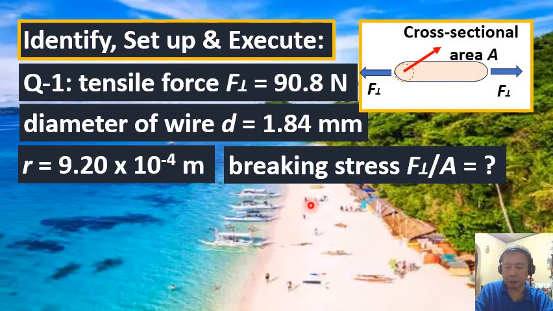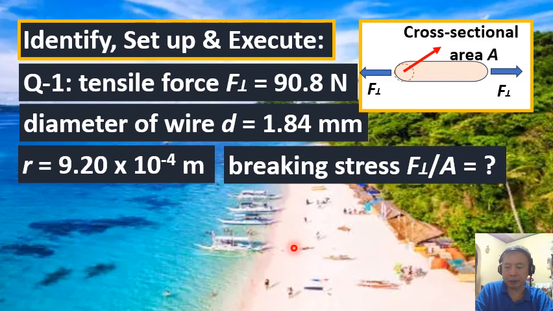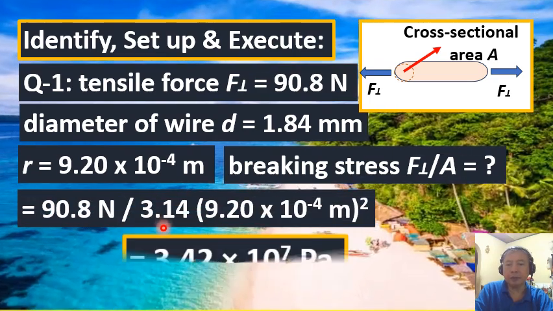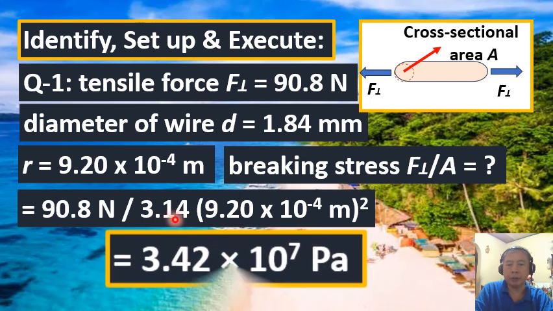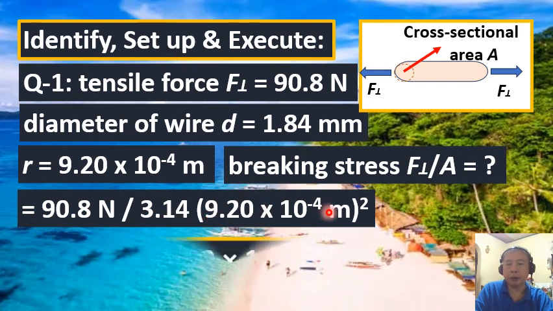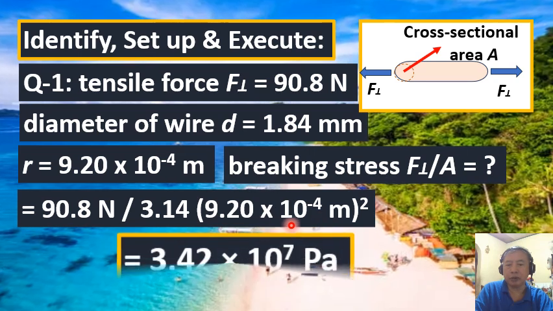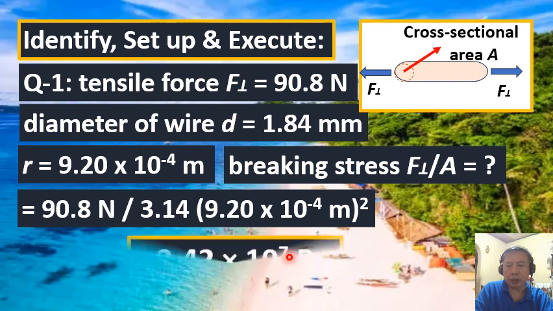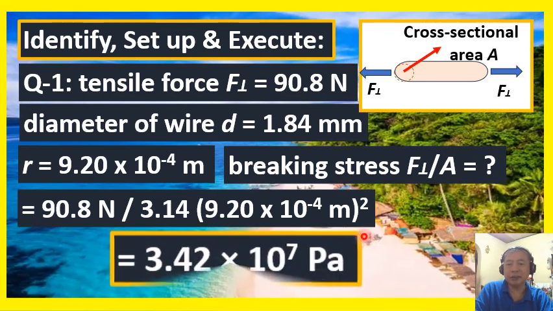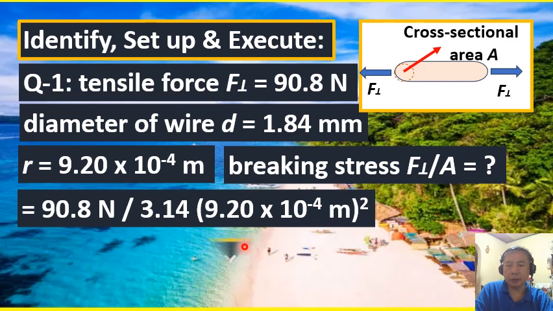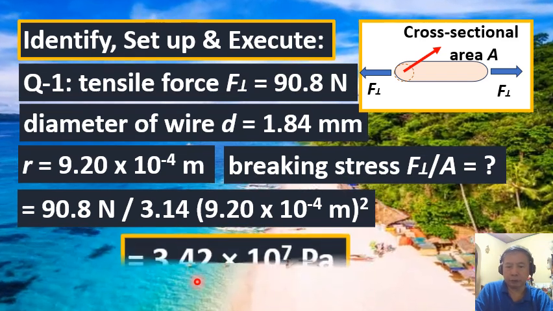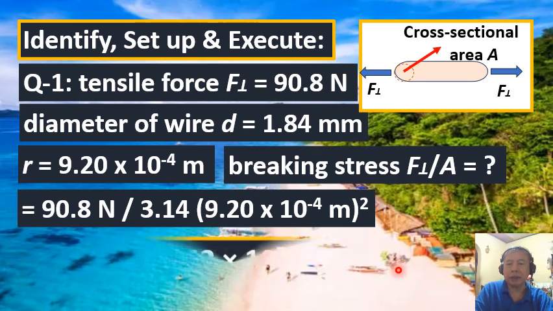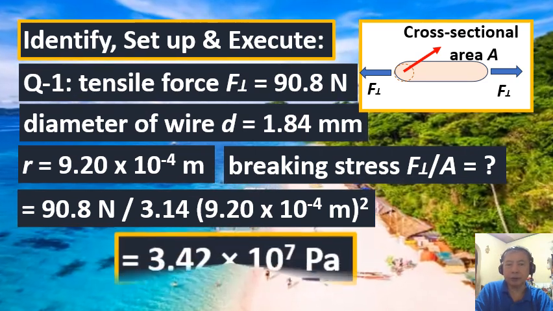So substituting our quantities into this formula for breaking stress, we get 90.8 newtons divided by 3.14, that's the value of pi, and multiplied by the square of the radius, 9.20 raised to the negative 4 meter. So when we do our math, we arrive at the value of the breaking stress of the metal wire equal to 3.42 raised to the 7th power Newton per meter squared or Pascal in 3 significant figures.